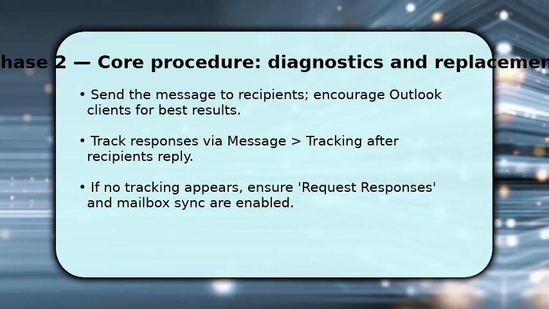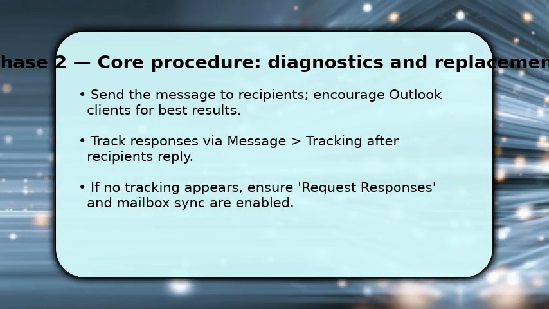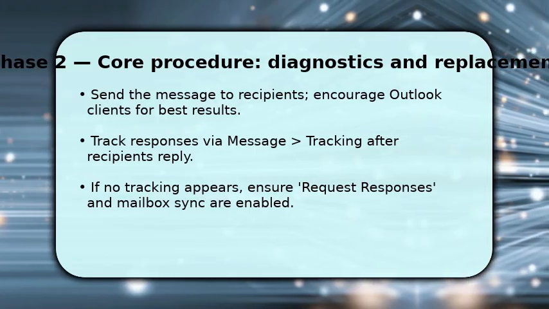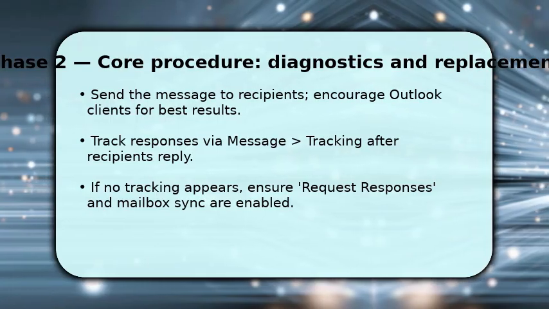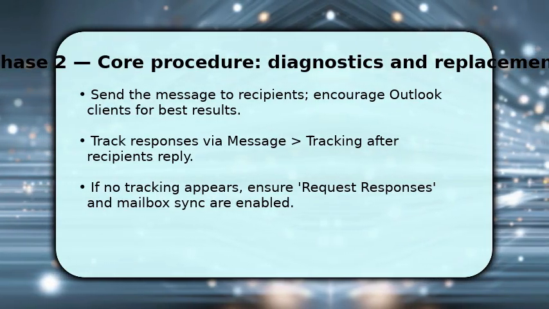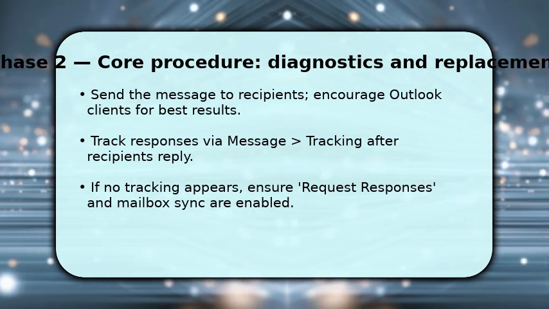To monitor results, open the original sent message and go to Message then Tracking. Outlook aggregates button responses and shows who selected each option. If some responses are missing, make sure recipients are using Outlook clients and that your mailbox has finished syncing. Sometimes delayed sync hides votes briefly. Keep checking until all expected responses appear.